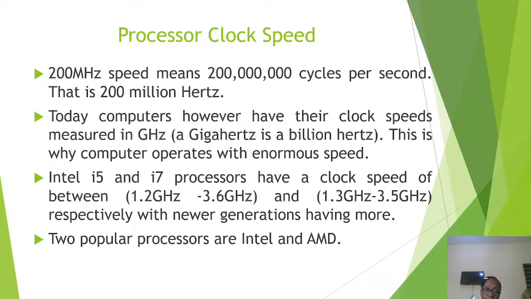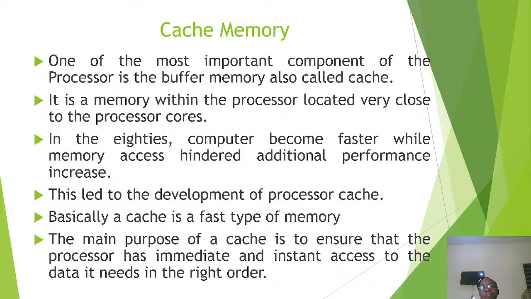Two popular processors are Intel and AMD. These are the two popular processors that we have. Okay, now what else do we have in the processor?